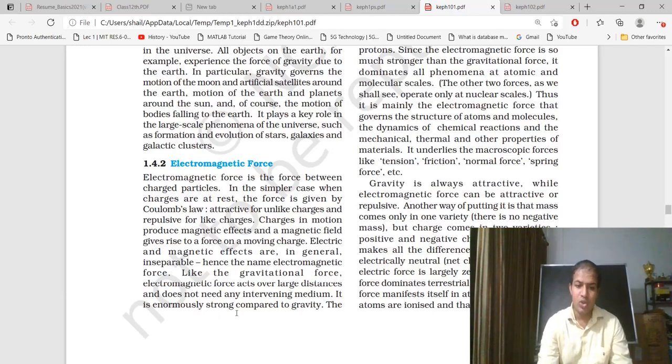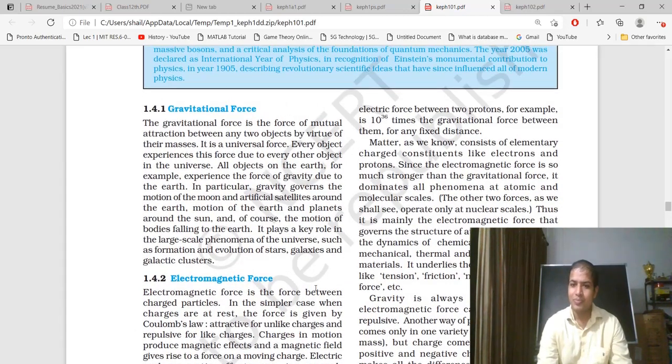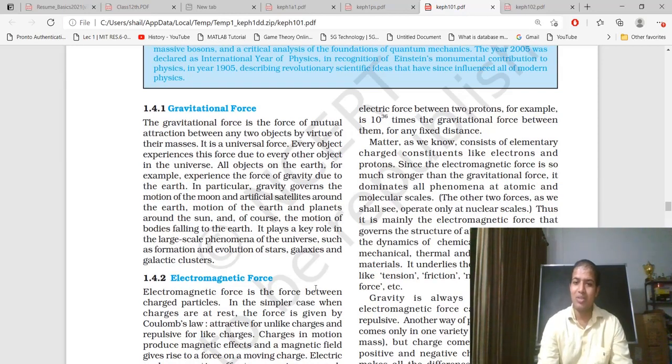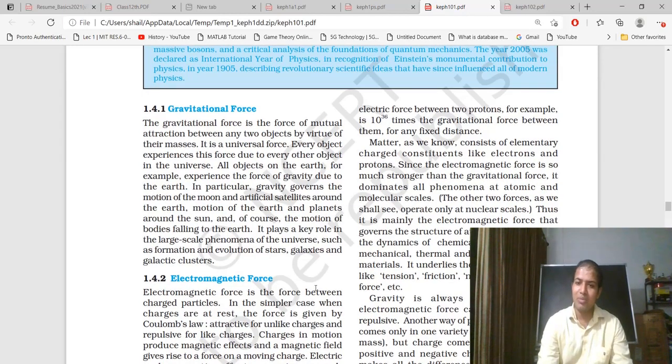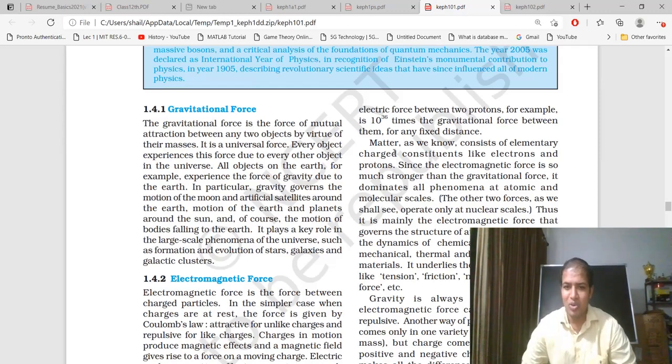Like the gravitational force, electromagnetic force acts over a large distance and does not need any intervening medium. It is enormously strong compared to gravity. The electric force between two protons, for example, is 10 to the power 36 times the gravitational force between them for any distance. But the problem is that we cannot have that many protons in a single place, because they will repel each other. The difference between gravity and electromagnetic force is that two masses never repel each other, but two charges repel each other. So it is very difficult to have that much electron or proton at the same place.